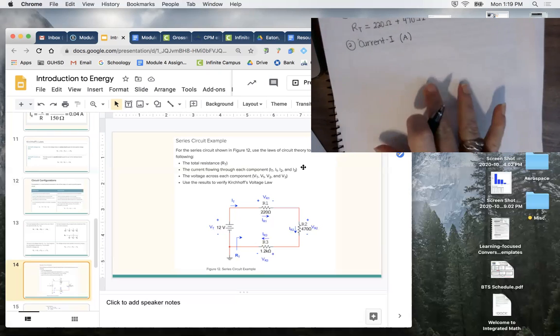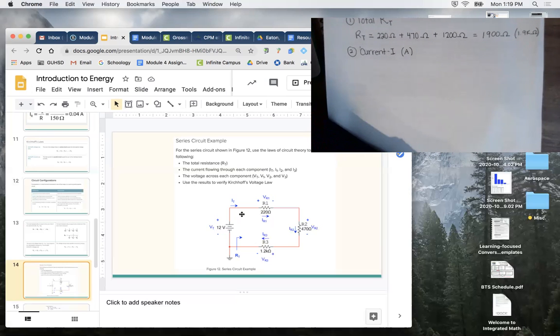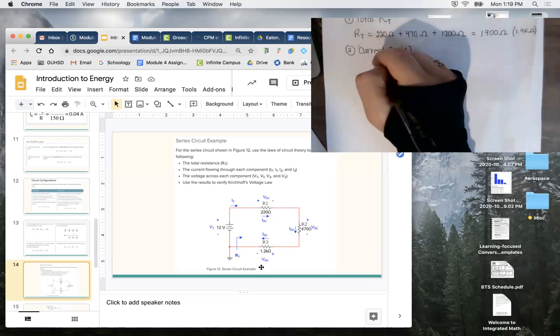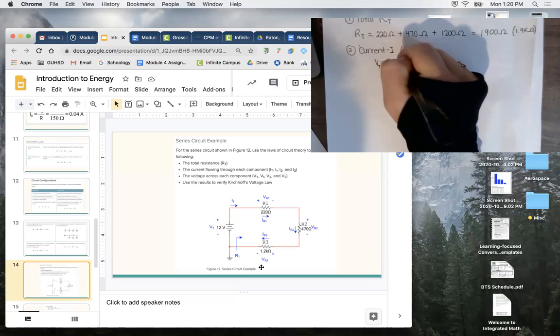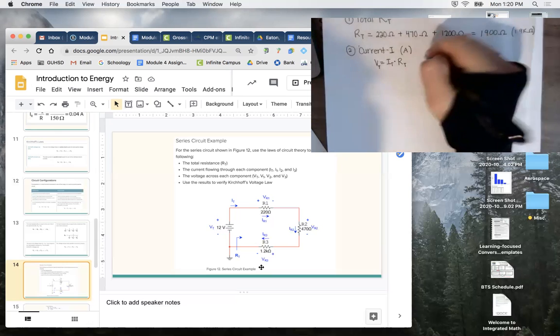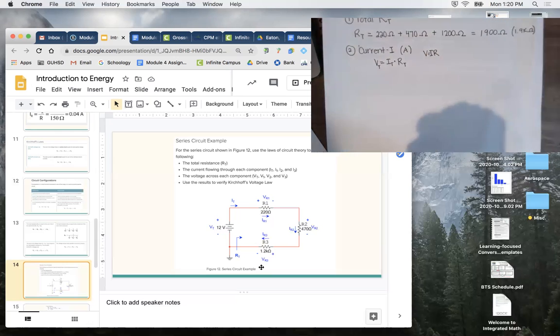Okay, so the problem is that in this picture, they're not giving me the current. If you look, it says IT, our total, but if you look all the way around, we don't have any current given. So I'm going to have to use Ohm's law. V equals, this is voltage total is equal to I total times R total. Remember, I always use VIR. V equals IR. Okay, so that's what I'm using here.